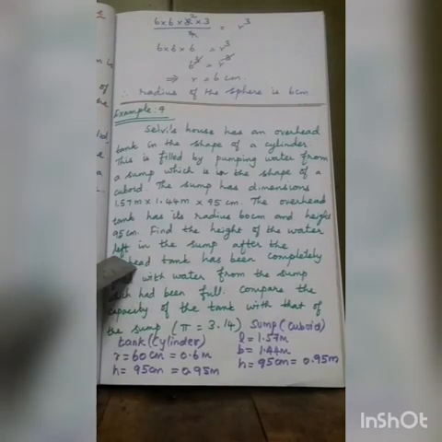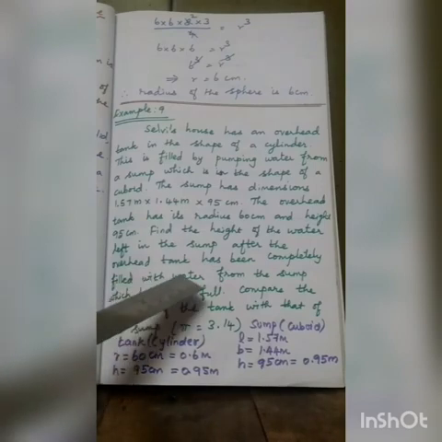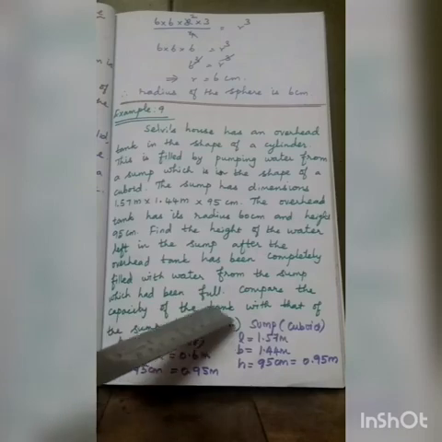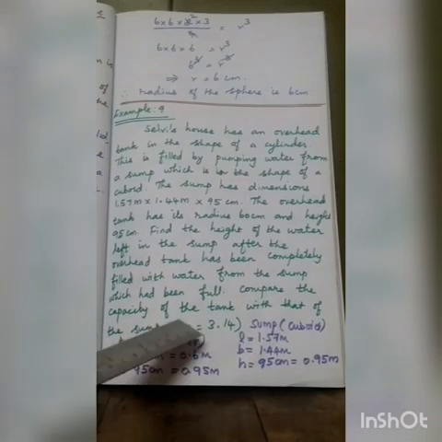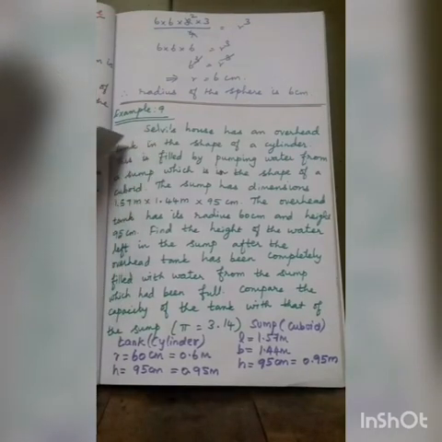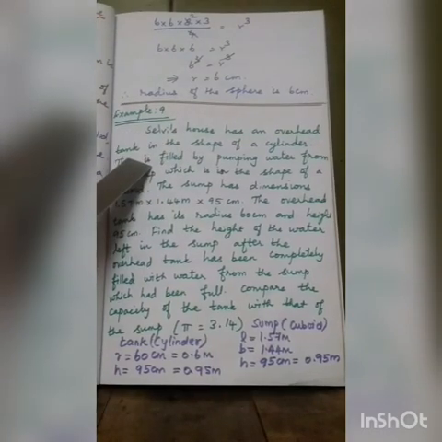Find the height of the water left in the sump after the overhead tank has been completely filled with water from the sump, which had been full. Compare the capacity of the tank with that of the sump. So, what is given in the question? Selvi's house has an overhead tank in the shape of a cylinder.